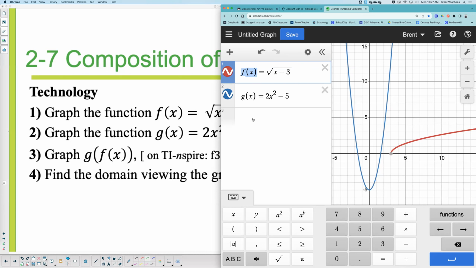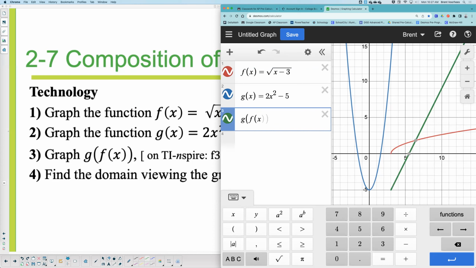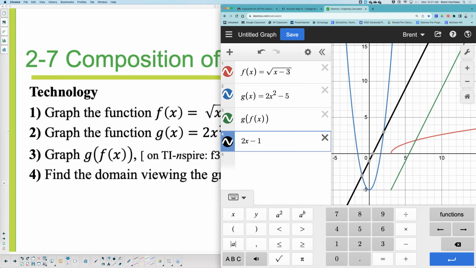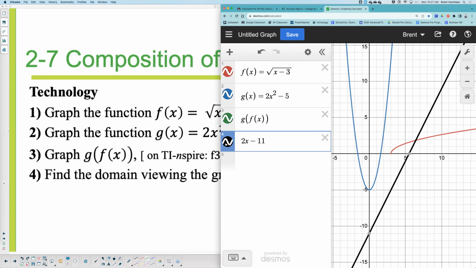Now, to find a composition, you type it into Desmos or Inspire, which I gave you the instructions on how to do. So we're looking for g of f of x. That's what we were looking for. Now notice, here's the graph. Does that match the slope 2x minus 11? Yeah. Did that match up? Yeah. So we got the right answer. You see how those graphs match up?